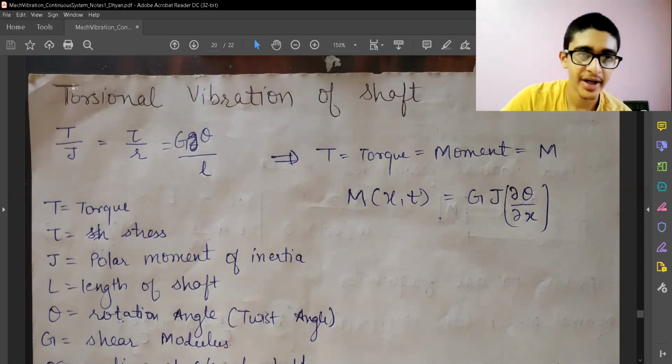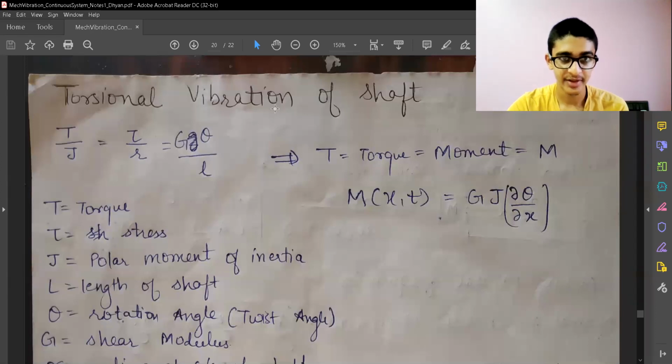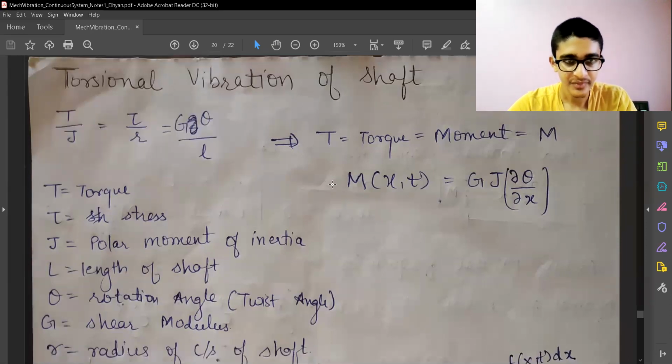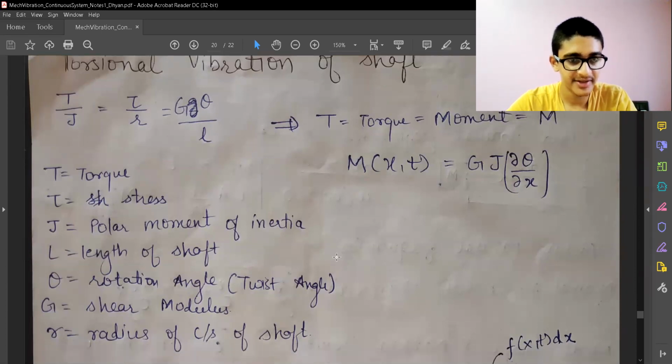So I'm now writing that these are torsional vibrations, but one may not mention in the question that the shaft is going to have torsional vibration. If a shaft is mentioned, it already means it is going to have torsional vibrations. So this is the general equation we have known earlier also. We can derive it again, but this is the equation, and all the indications are given here.